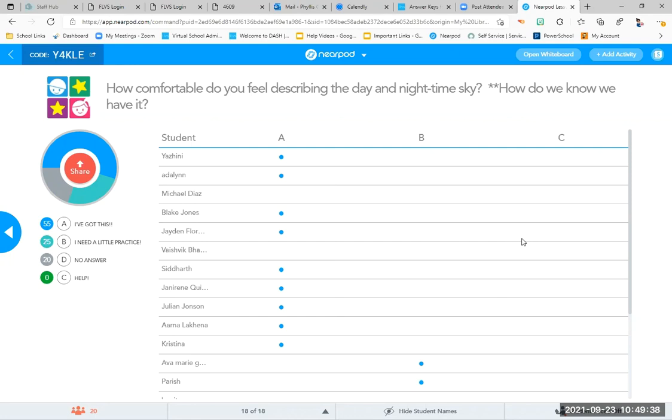So my question to you as part of this is, how do we know that you've got it? How are you sure if you've got it? That's an important question for you guys to be able to tell me. How do you know that you've got it? Blake? What should you be able to do? Should you be able to tell me that the stars are scattered?